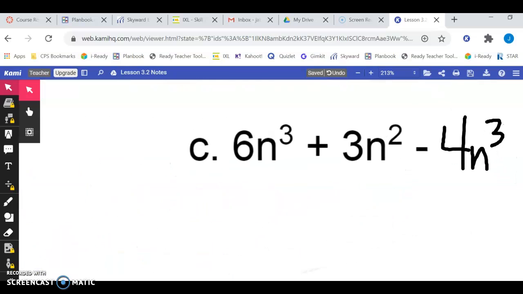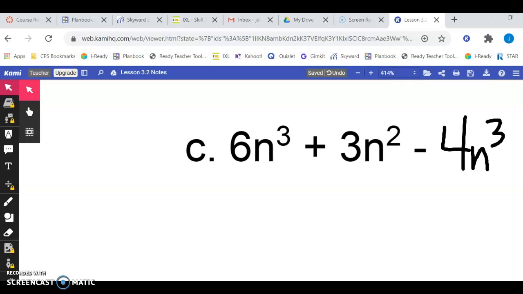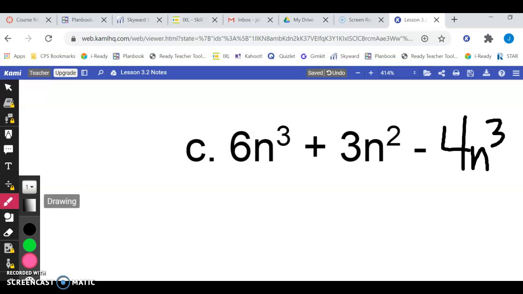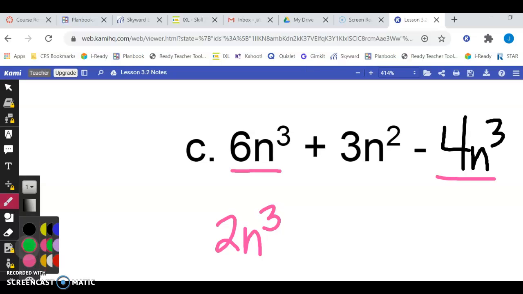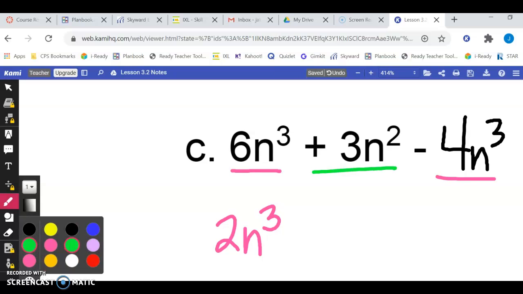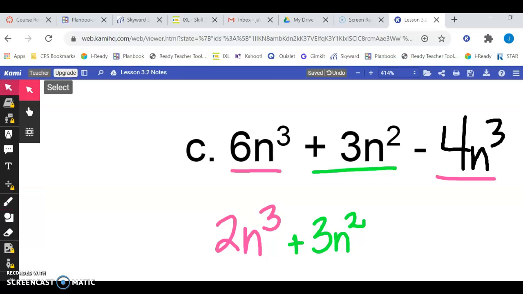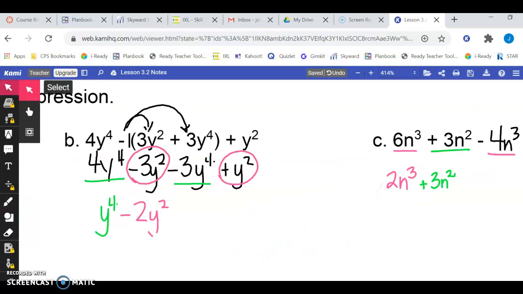And our last problem here is 6n to the third plus 3n squared minus 4n to the third. So nothing to simplify before I combine. So 6n to the third would go with -4n to the third. That would be 2n to the third. And then I have this 3n squared by itself. There's nothing else left, so we just bring that down to be part of our answer, plus 3n squared. And we can't simplify any farther there.